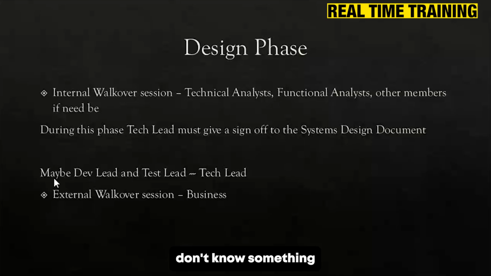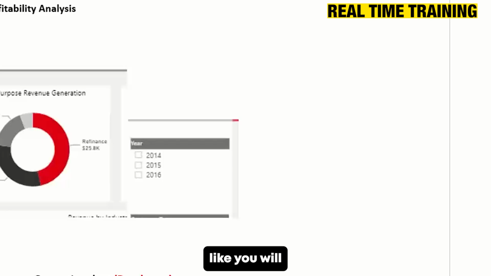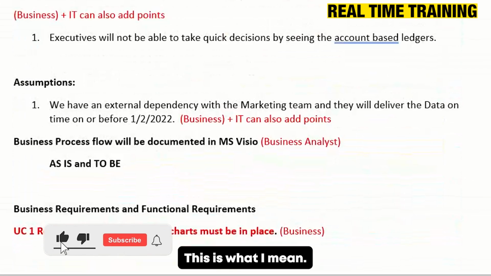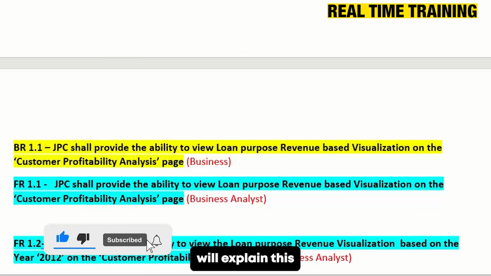And if they don't know something, they're really struggling with it, you'll give something called the internal walkover session, meaning you'll sit down with them and you'll explain this. Like you'll explain this line by line. This is what I mean. Business and functional requirements, you'll explain this line by line. It is called a walkover session.